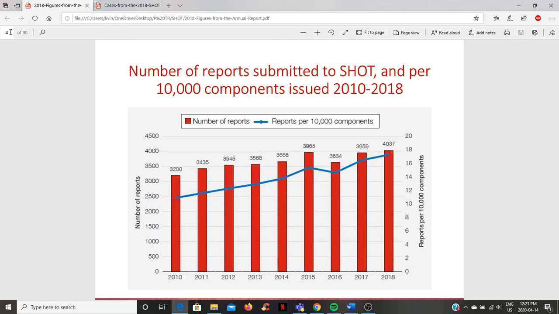Okay, so the number of reports submitted to SHOT and per 10,000 components issued, 2010 to 2018. So 2018, the total number of reports of any adverse event, including near misses, they're tracking those as well, is 4,037 reports. Now, you can see this blue line, the trend. Why is the trend increasing? That's actually a good thing, because if an event isn't reported, you can't learn anything from it. So this increase in reports is a great trend.